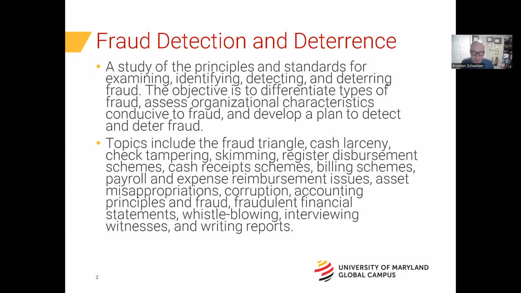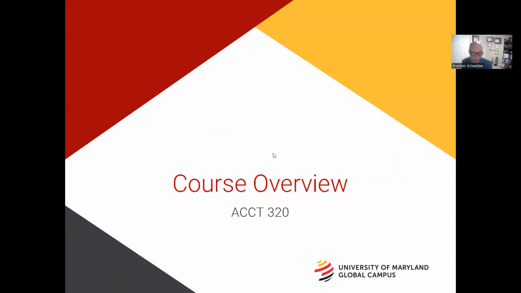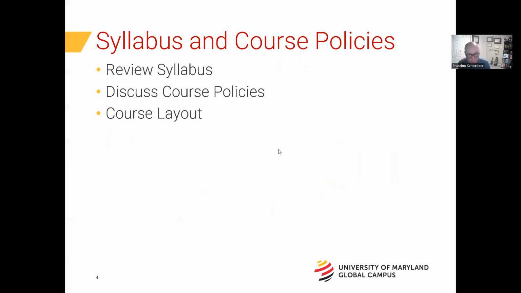We'll be looking at a lot of different topics throughout this course, such as the fraud triangle, cash larceny, check tampering, skimming, register disbursement schemes, cash receipt schemes, billing schemes, payroll and expense reimbursement issues, asset misappropriations, corruption, accounting principles, and fraud. As we look at things like fraudulent financial statements, whistleblowing, interviewing witnesses, and how to write reports on plans to detect and deter fraud. In Accounting 320, we will talk about all those things in each week through your weekly readings.